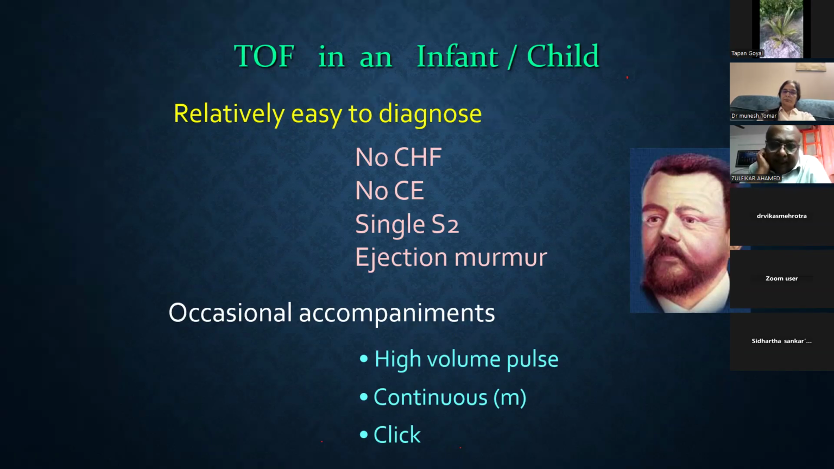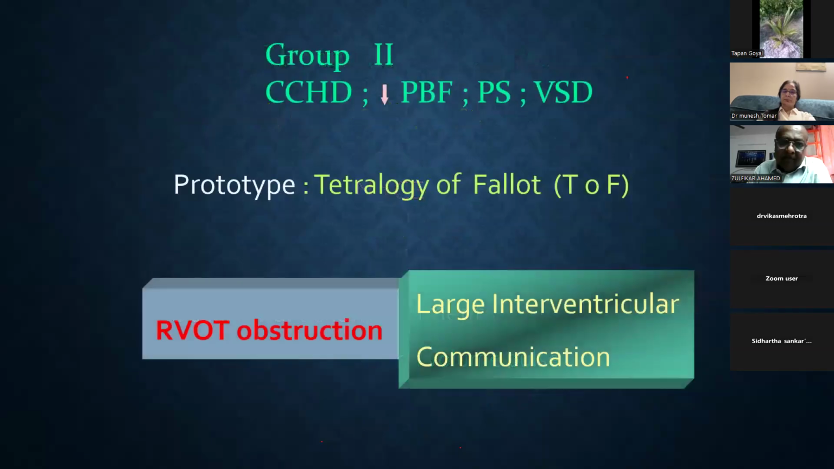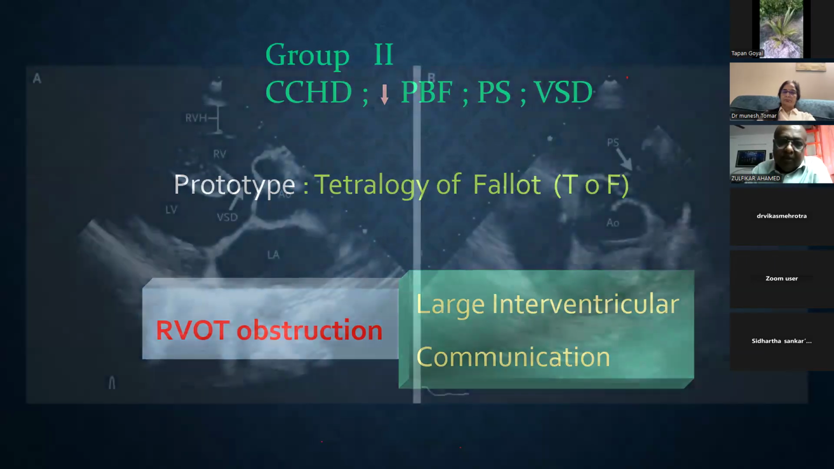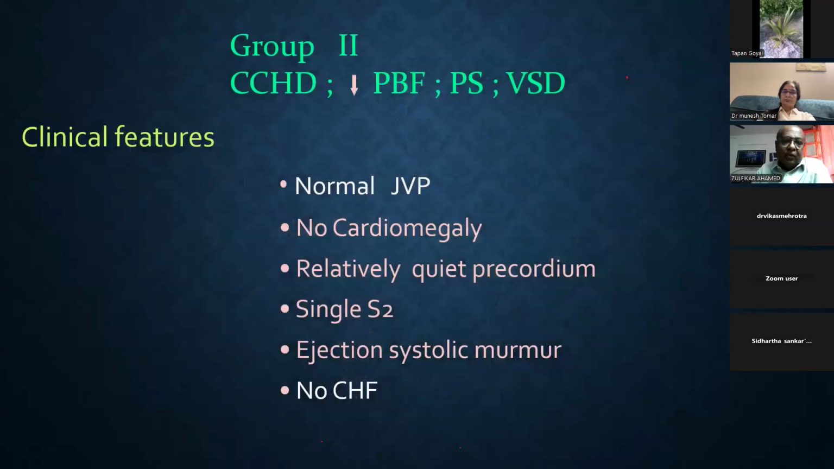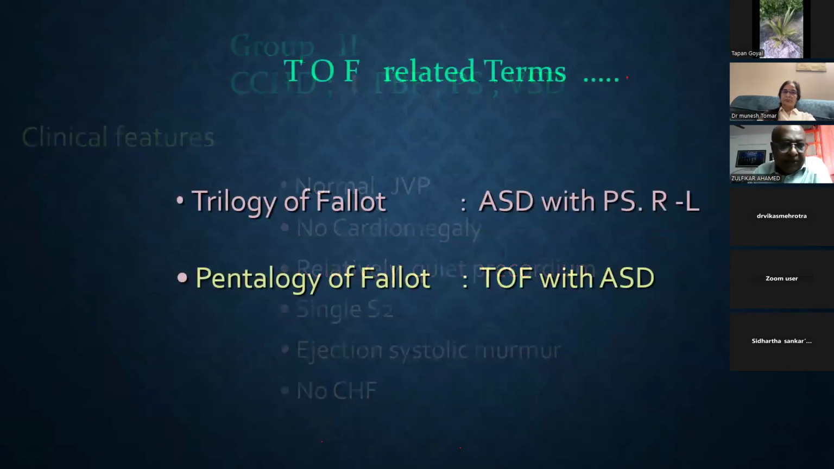Again, like tetralogy, there are 4 clinical findings of a tetralogy. And occasionally, they can have a high volume pulse or a continuous murmur or sometimes an ejection click, which we will discuss. So this is the second group where you have a cyanotic congenital heart disease with reduced pulmonary blood flow with PS, but with a VSD. And the prototype is tetralogy of Fallot, VSD with pulmonary stenosis, as you can see here, with a severe RV outflow obstruction. So again we go back to the clinical features: normal JVP, no cardiomegaly, no heart failure, a relatively quiet precordium, a single S2, and an ejection or mid-systolic murmur of varying grades.